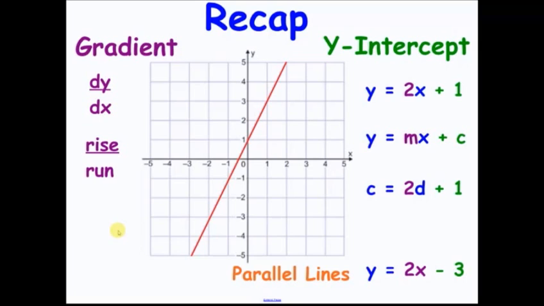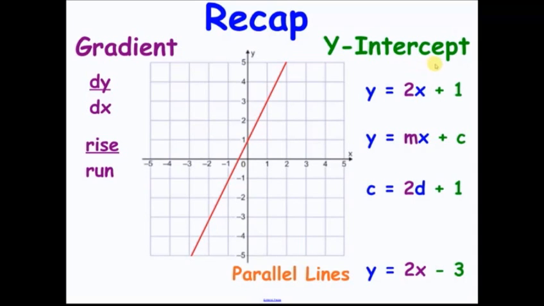Okay, to finally recap, we now know how to calculate gradients. If we're given a graph, we know the gradient is our difference in our y divided by our difference in our x. Our rise of 2 divided by our run of 1. 2 divided by 1 gives me a gradient of 2 for this line. If we need to find the gradient from an equation, we just go to our x term and find out what is multiplying our x term to work out our gradient. So in this case, y equals 2x plus 1, we now know that 2 is our gradient.